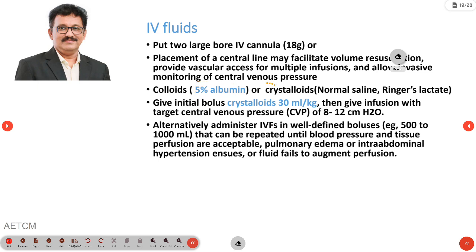Albumin is always better than crystalloids. It can maintain the intravascular compartment better than crystalloids, but the only problem is the cost. Normal saline may cost around 75 rupees per bottle, but 100 ml will cost around 5,000 rupees for albumin. So, it is not feasible to give albumin in all patients with shock.